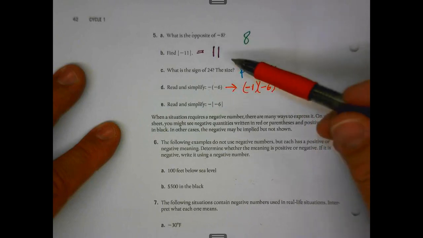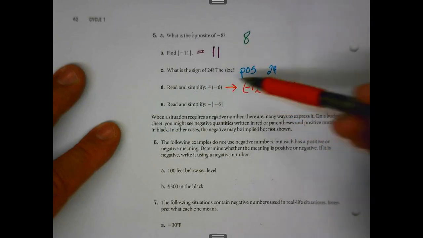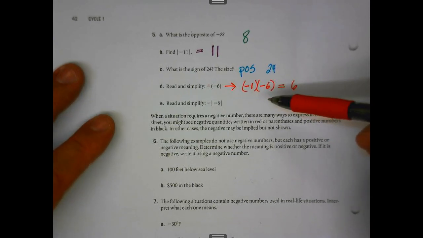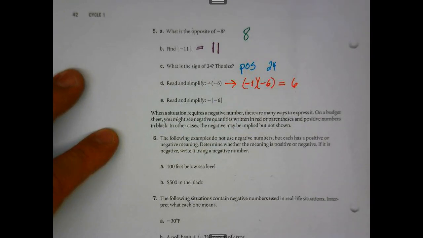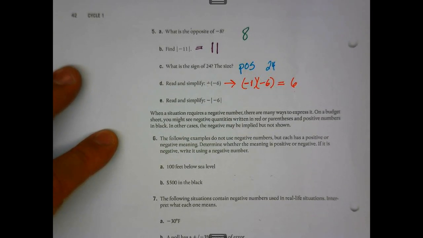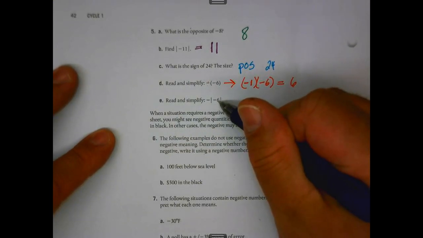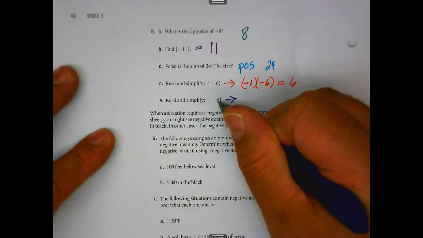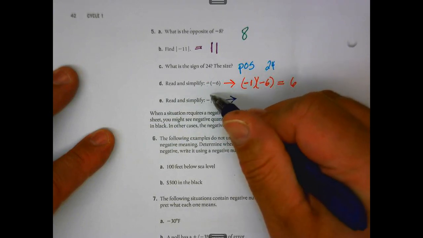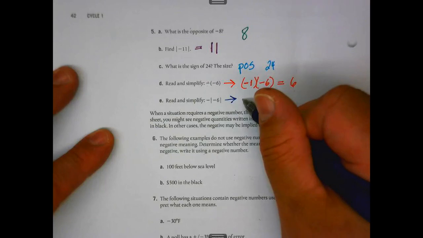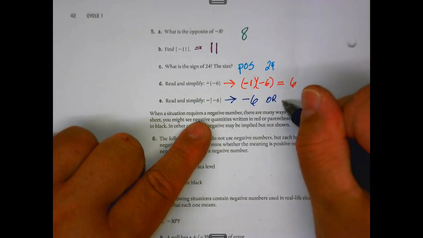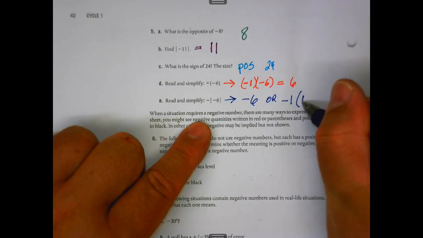E, read and simplify the opposite of the absolute value of -6. Be careful, watch your order of operations here. Absolute values have priority over multiplication. So let's take the opposite of -6, which is +6, and then we have to take the opposite of that, which is -6. Or think of it like this: -1 times the absolute value of -6. So we have -1 times +6, which is -6. Either way.